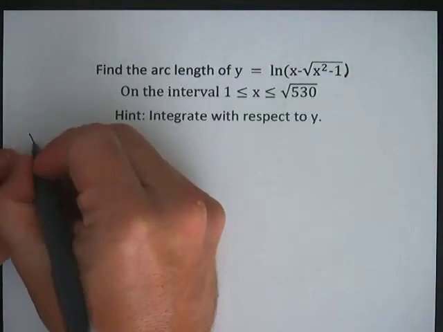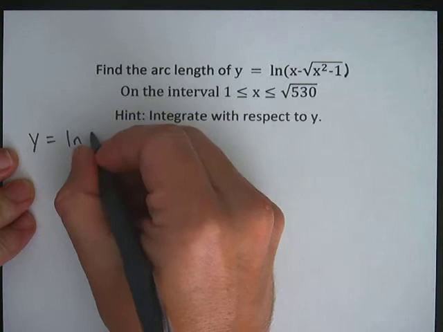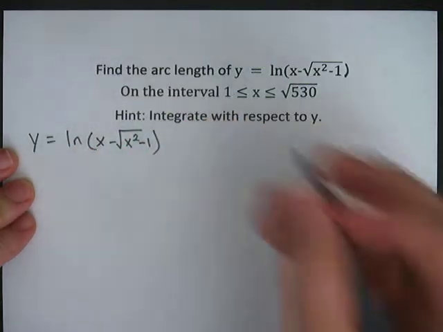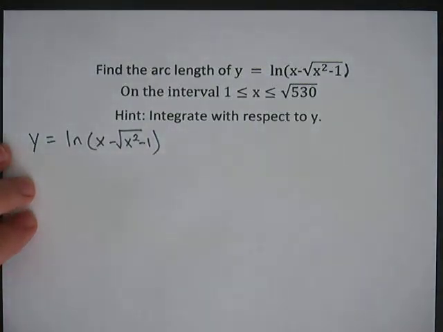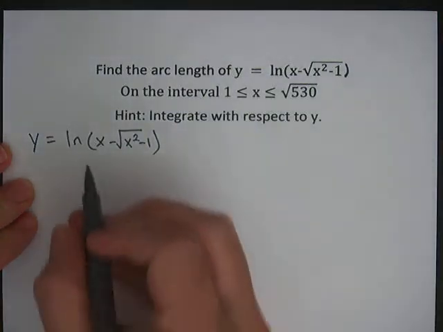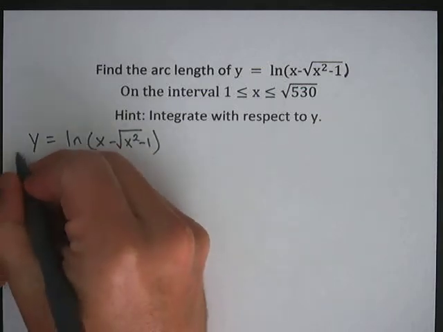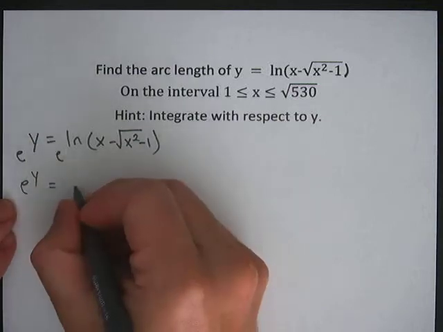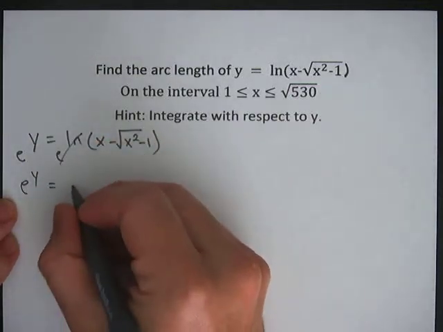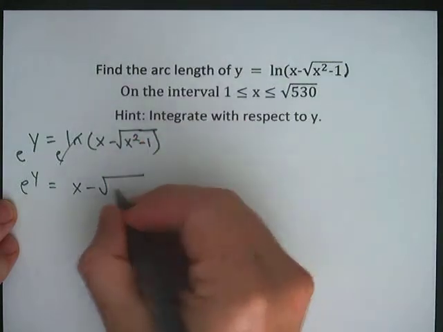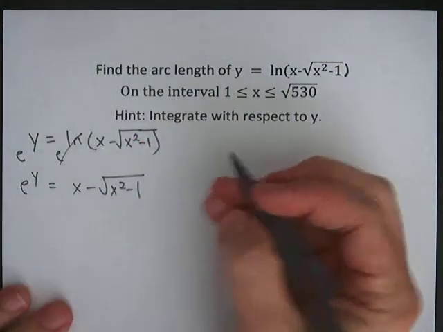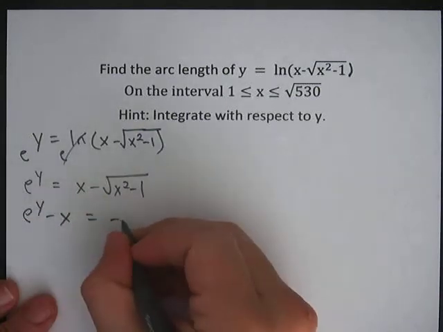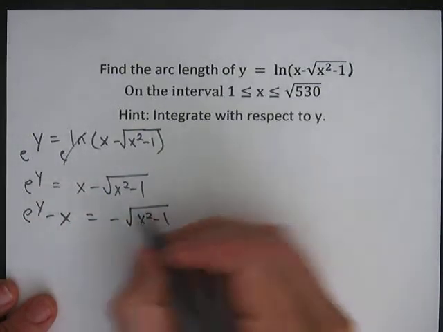Well, let's see. We've got y equals ln of x minus the square root of x squared minus 1. Okay, and we want to get rid of the ln because we're trying to solve this for x. So let's e both sides. So you get e to the y equals the ln and e cancel. So you get x minus the square root of x squared minus 1. Okay, let's move the x over. e to the y minus x equals negative square root x squared minus 1.